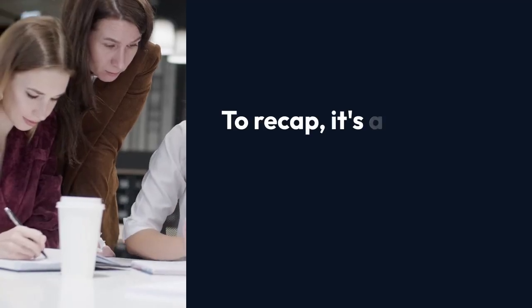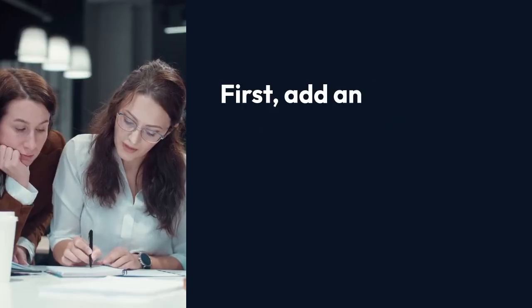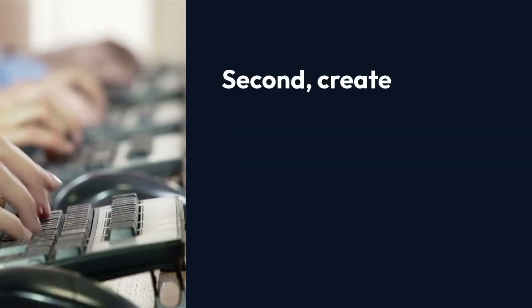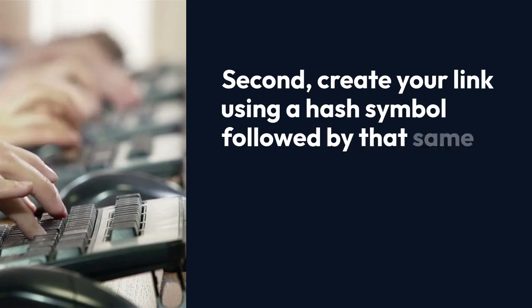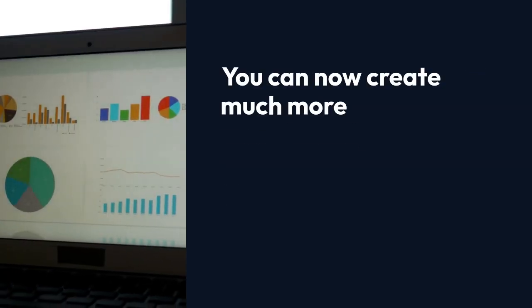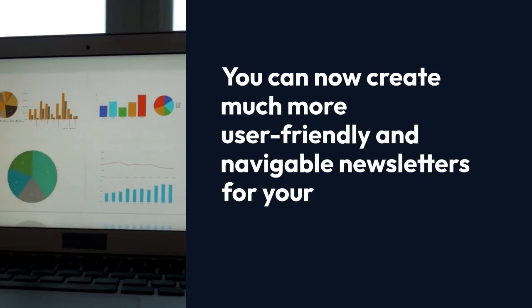To recap, it's a two-step process. First, add an ID to your destination headline using the source code editor. Second, create your link using a hash symbol followed by that same ID name. And that's all there is to it. You can now create much more user-friendly and navigable newsletters for your audience.